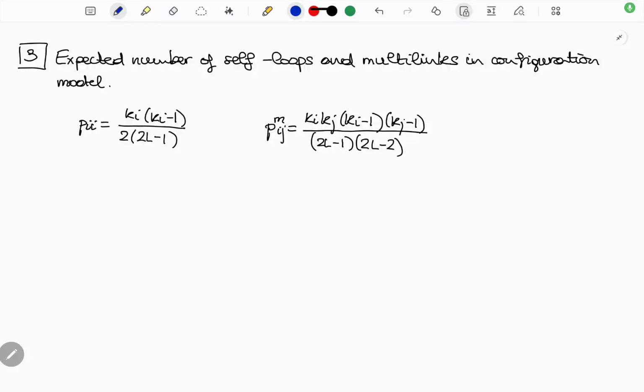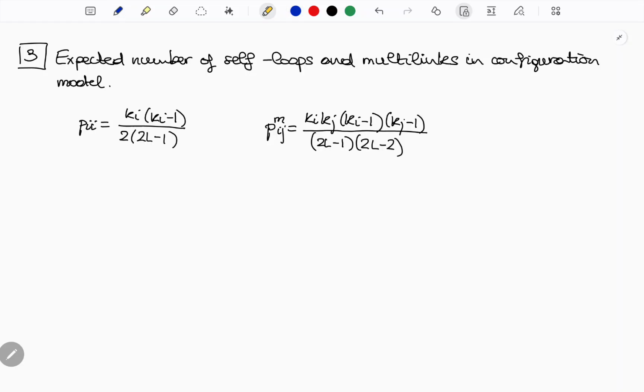This is problem set 3, exercise 3. In this exercise, they're asking us to calculate the expected number of self-loops and multilinks in a configuration model. In order to do that, we are going to use the probabilities that we saw in the classroom.